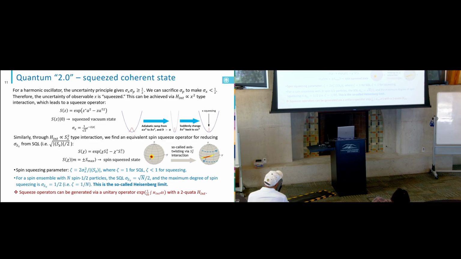So either way, the point of this slide is that regardless of which approach or implementation we use to generate or produce squeezed states, for spins or simple harmonic oscillators or photons, what's important is we need an interaction which is not linear, or in other words, non-linear.